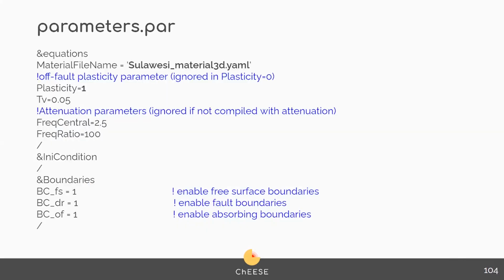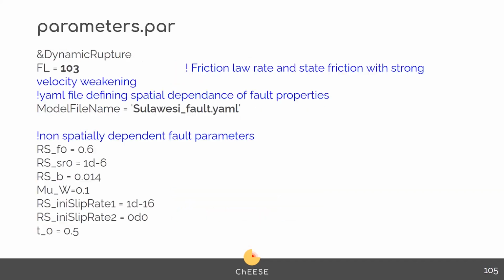We will go through the parameter file again, but very fast due to the lack of time, and also not that much changed from the last parameter file. Of course, here we changed the name for the material file, so we have the Sulawesi material 3D YAML file. The plasticity is turned on, so we have off-fault plasticity. Then our friction law is 100, which means that we have a rate-and-state friction law. This means that we have a nonlinear relation between the fault stress and the slip.